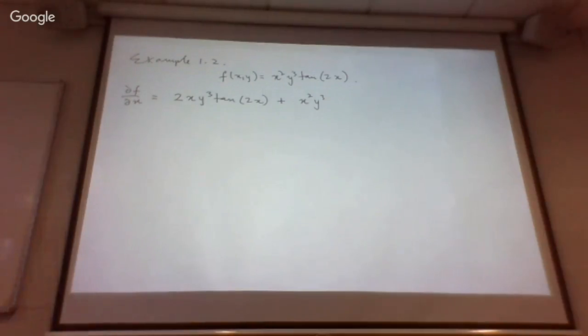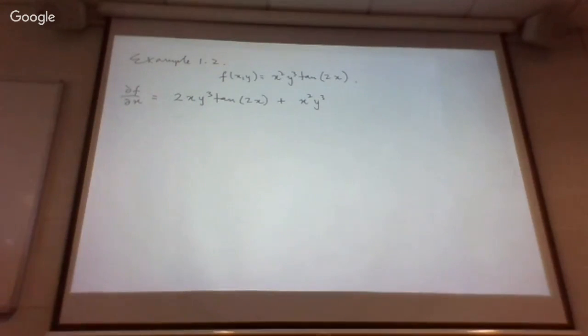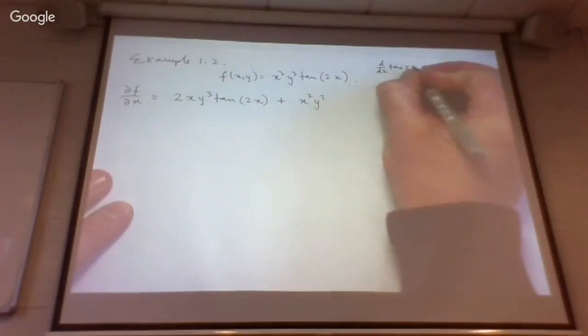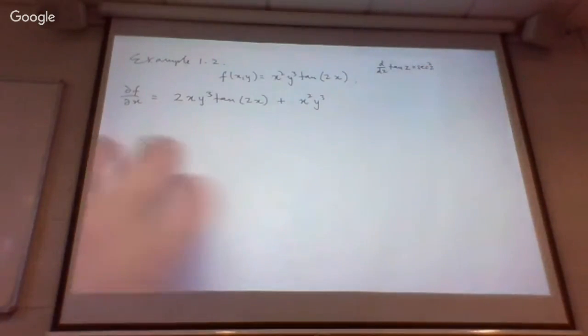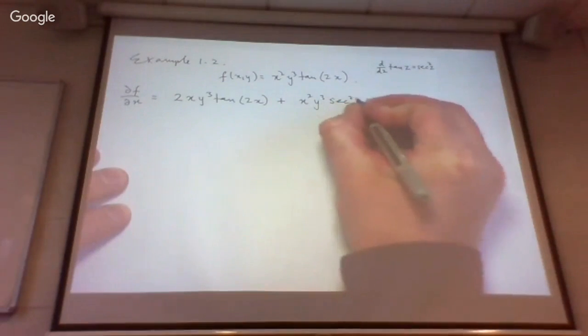And we can make use of a standard result that the derivative of tan is sec squared, 1 over cosine squared. d/dz of tan z is sec squared z. We can make use of that result. So we're going to have sec squared of 2 times x.